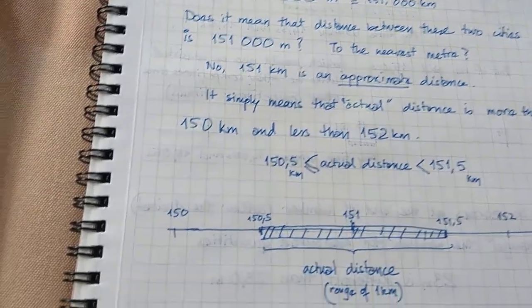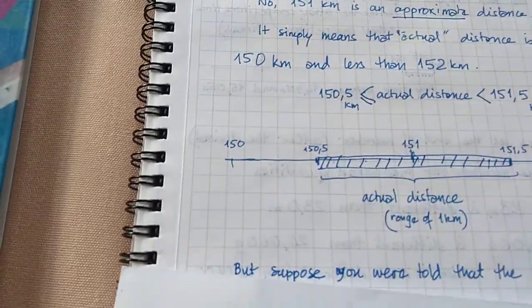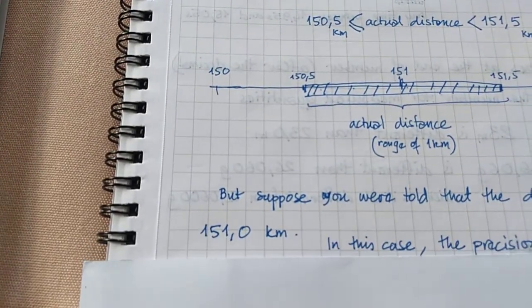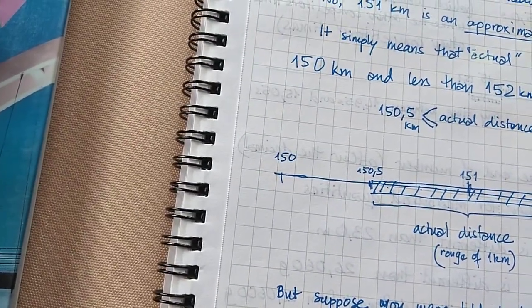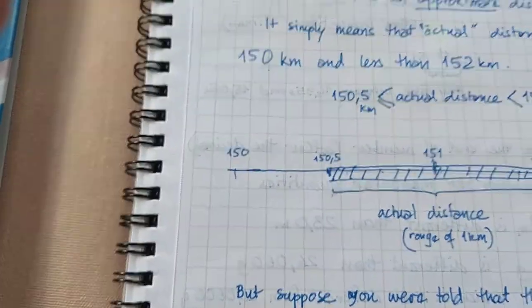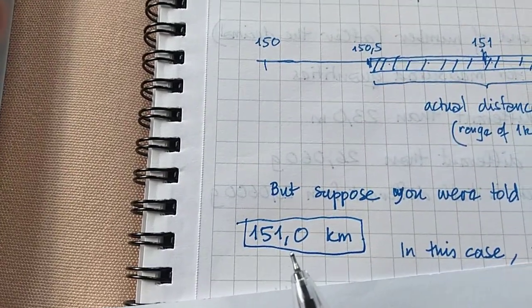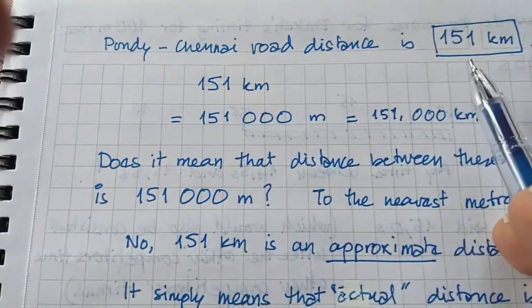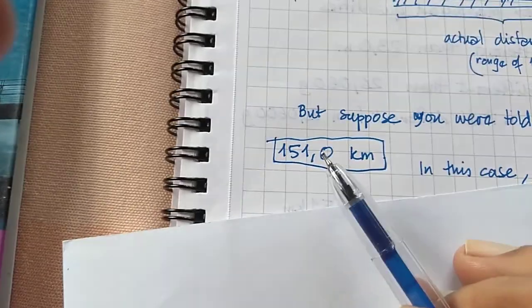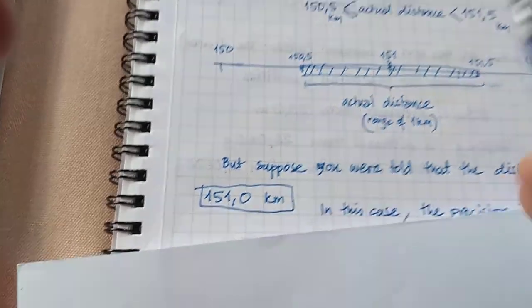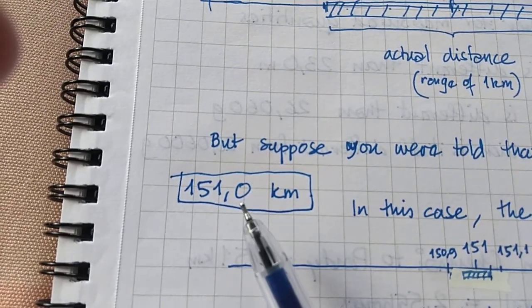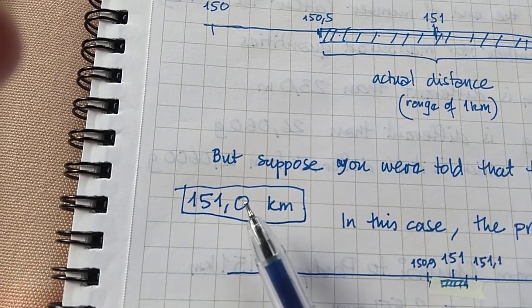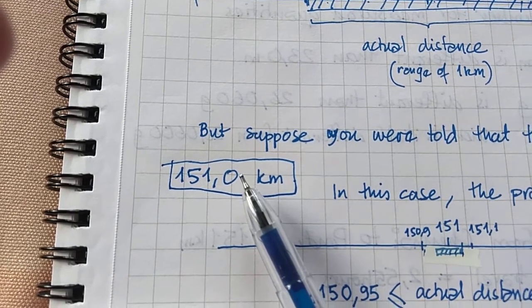But suppose you were told that the distance is 151.0 kilometers. Let me draw a box here. Now, in number terms, this is not any different from this. If you do calculations, you will find the same results with this number or with that number. But now what I have done is I have given you a little bit more precision. I have added one more digit after the decimal.